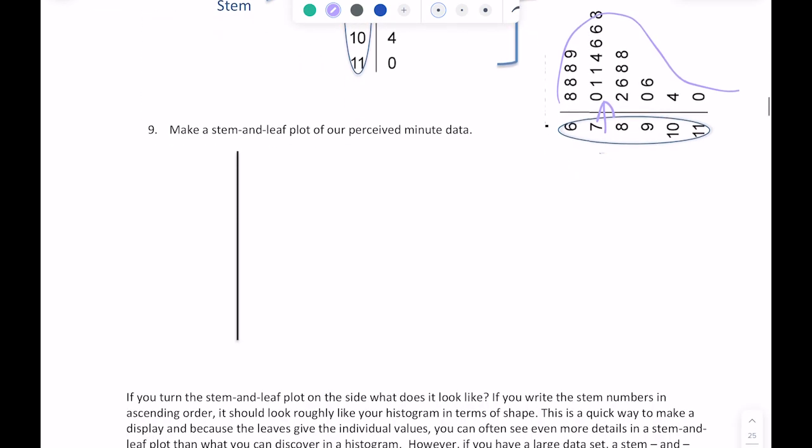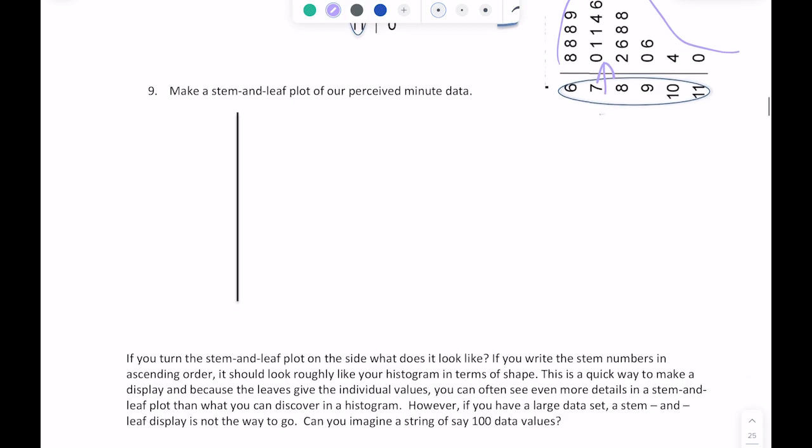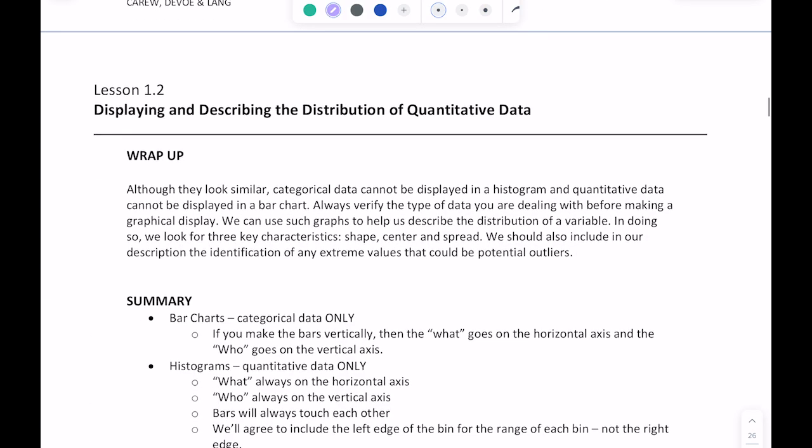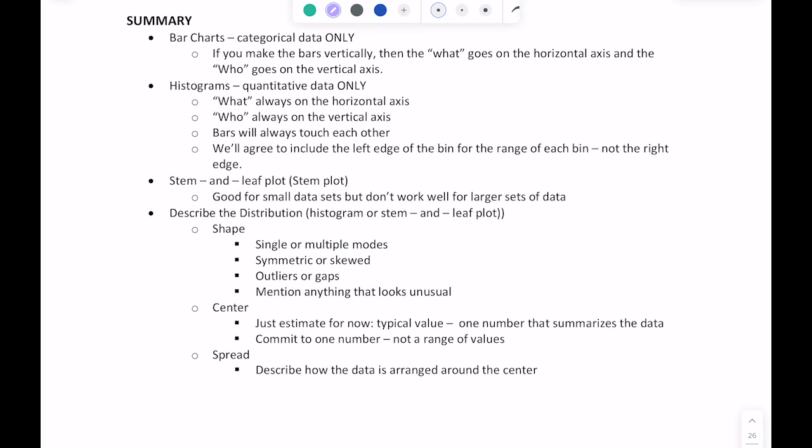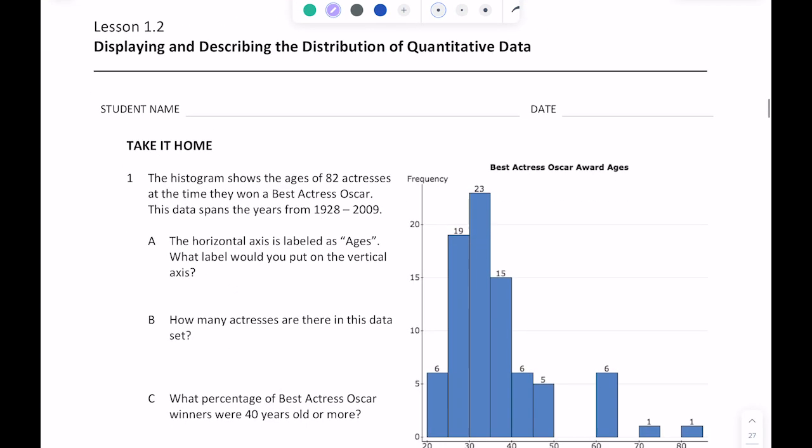You can practice making a stem and leaf plot of our minute data. And then it's important to go through a summary of what we talked about here. And please make sure you take the time to complete the homework as well.